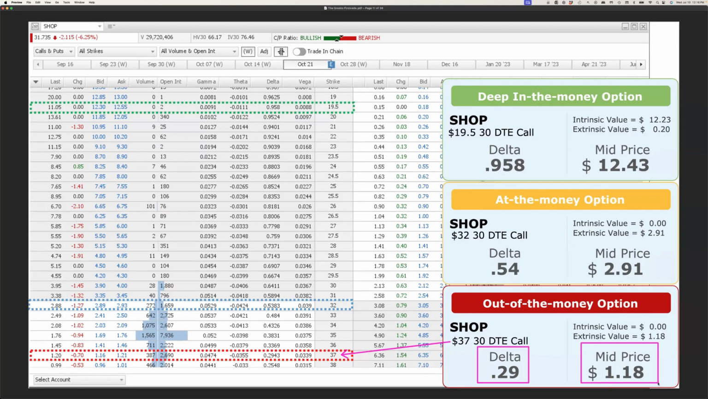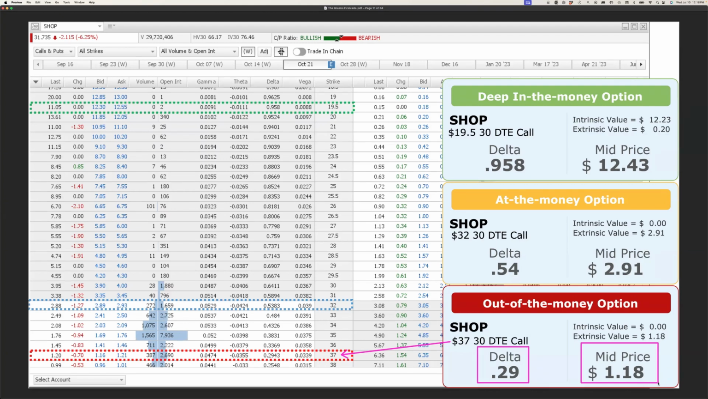So what you see here is that delta tells you how much exposure you get to the underlying security, and you get to choose, depending on how much you can afford to pay, how much you're willing to risk, to determine how much exposure you can get to the underlying security. The more you pay, the more exposure you get to the underlying security.